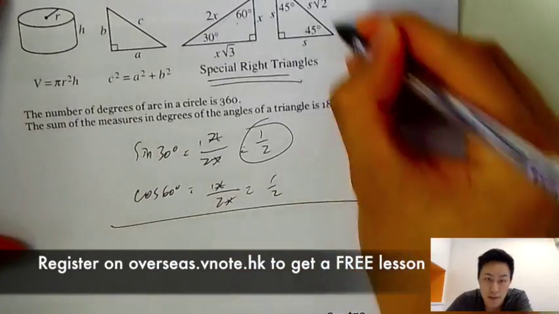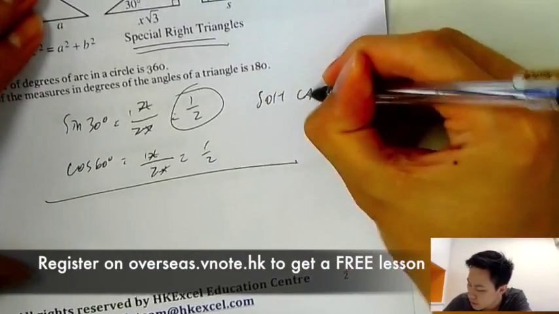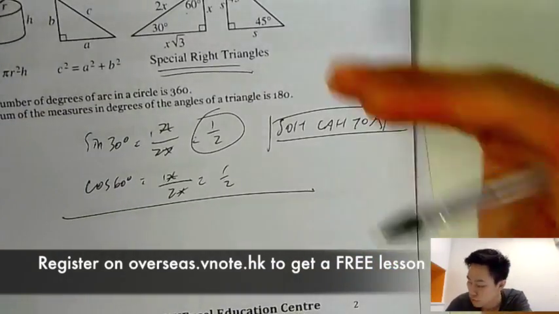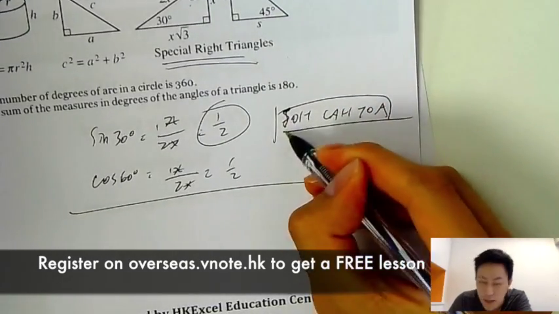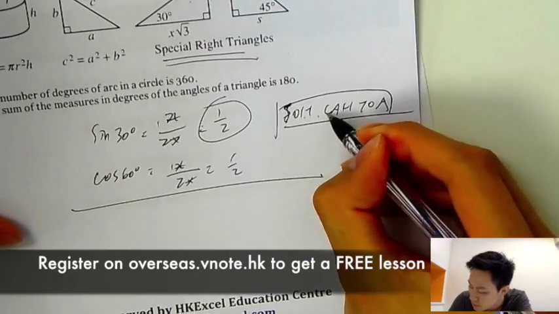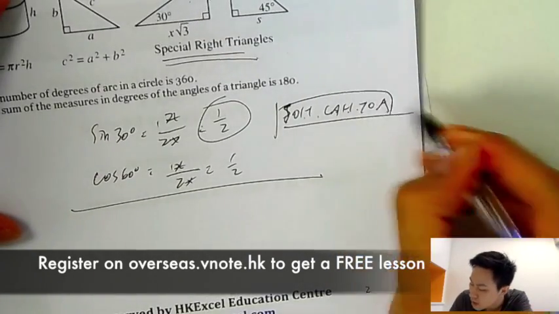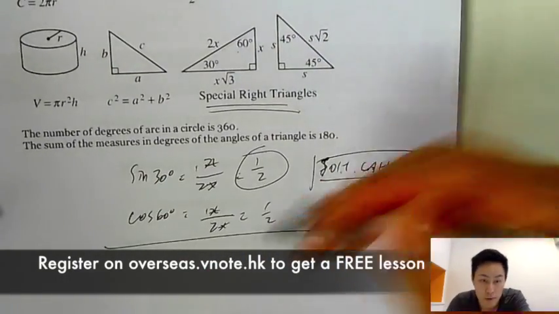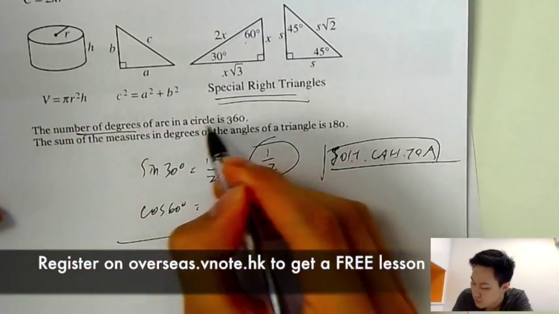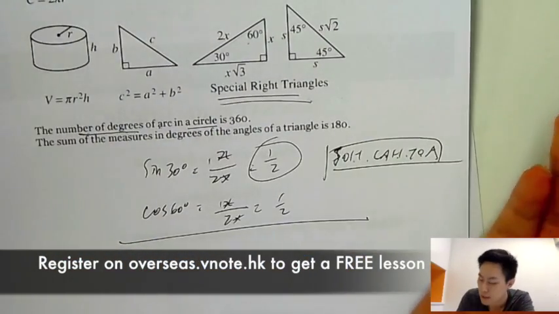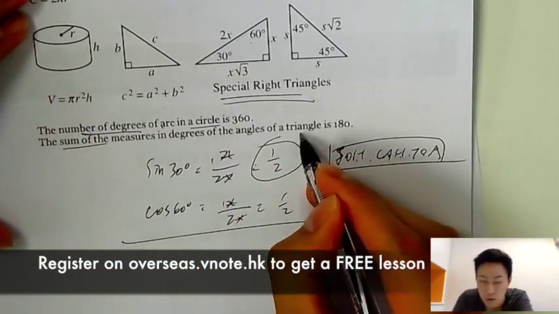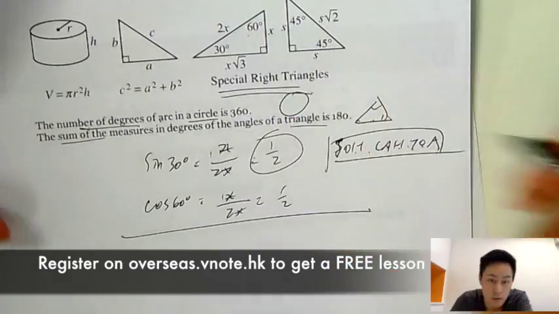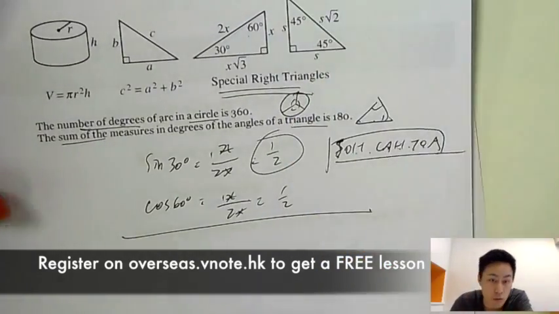The way I memorize this is SOHCAHTOA. This is the only thing you need to memorize for the special right triangles. S stands for sine, opposite over hypotenuse. Cosine, adjacent over hypotenuse. And then TOA, tangent, opposite over adjacent. Also, the number of degrees in a circle is 360, easy. And the sum of the angles in a triangle is 180. If you add up all the angles in a triangle, it will be 180, and all the angles within the circle add up to 360.